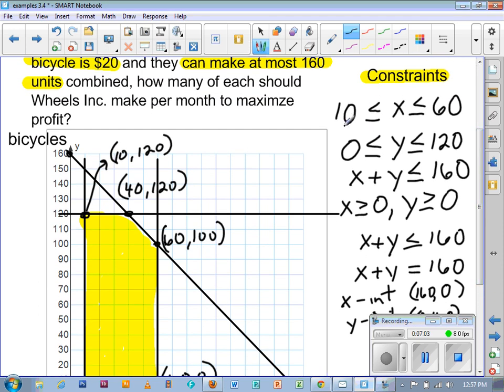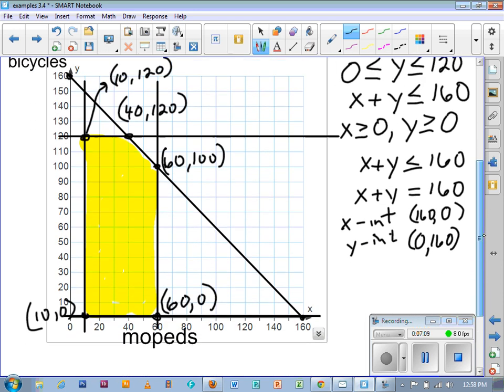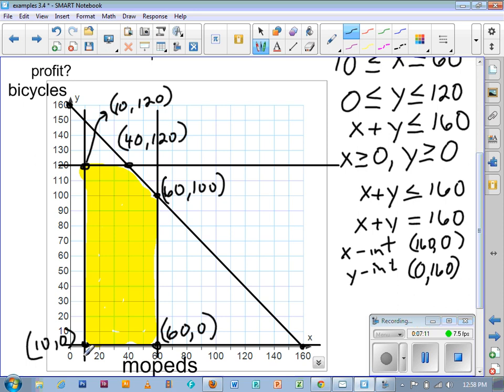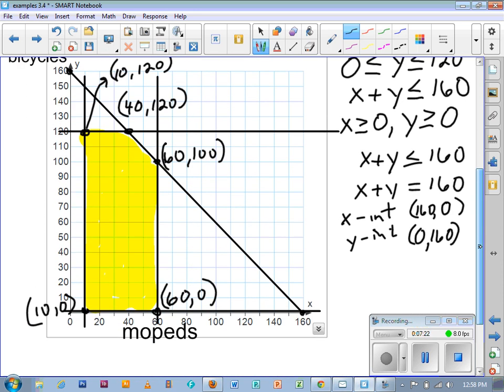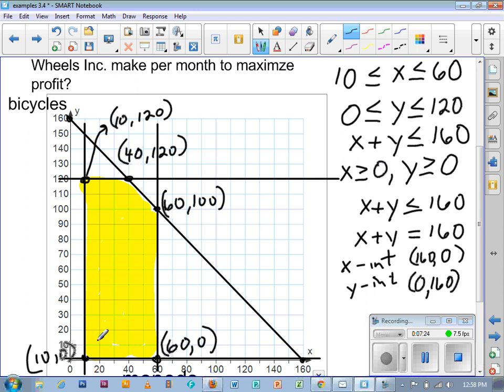The first constraint says that the number of mopeds has to be between 10 and 60. What you need to do for that is simply graph a vertical line at 10 and a vertical line at 60. We know from the constraints in the problem itself that the number of mopeds has to be between 10 and 60. So everything inside the region is going to work all the way to the top.